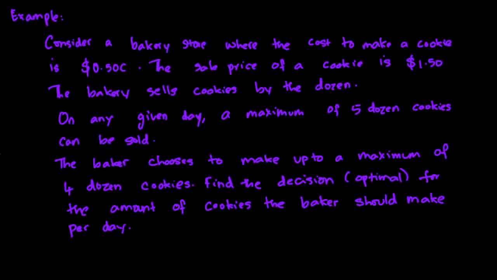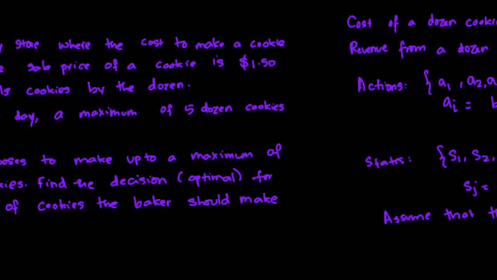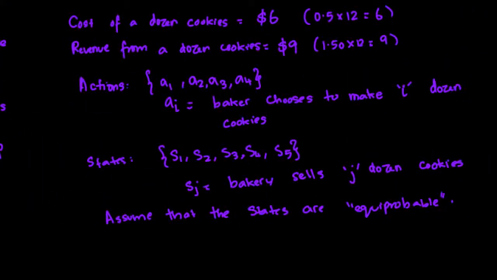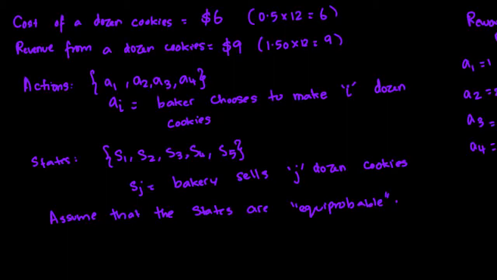The bakery sells cookies by the dozen. On any given day, a maximum of 5 dozen cookies can be sold. The states are equally likely, that someone would buy 1 dozen cookies, 2 dozen cookies, 3 dozen cookies, 4 dozen cookies. They are equally likely. And of course, I'm not considering the case where you won't sell any cookies at all.